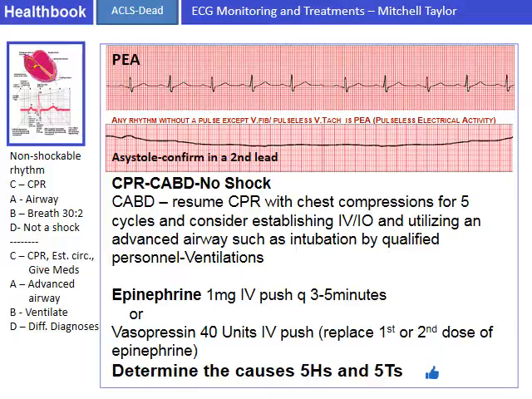And then we're going to look at our 5H's and 5T's and see if there's something we can correct with that. Otherwise, our 5 cycles of chest compressions and ventilations, epinephrine or vasopressin, we're going to give, and then we'll see if we can determine reversible causes and see if we can fix it that way. Otherwise, if the patient's in asystole, been like that, then we're going to try all of our medications. We can try and figure out things, and then the patient's probably going to be pronounced then. So that's those.